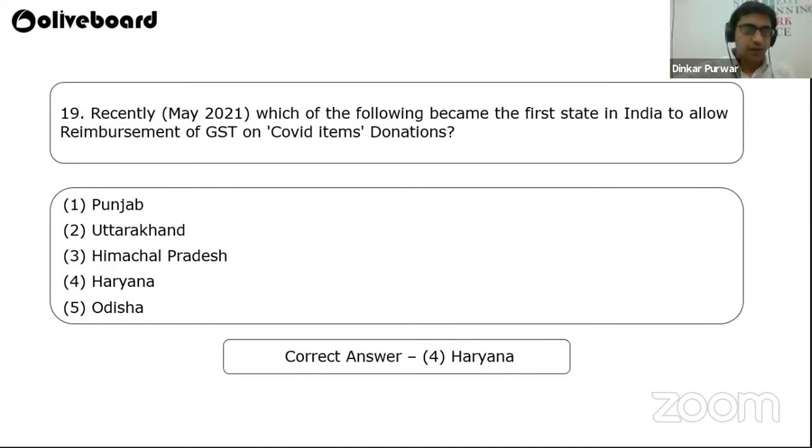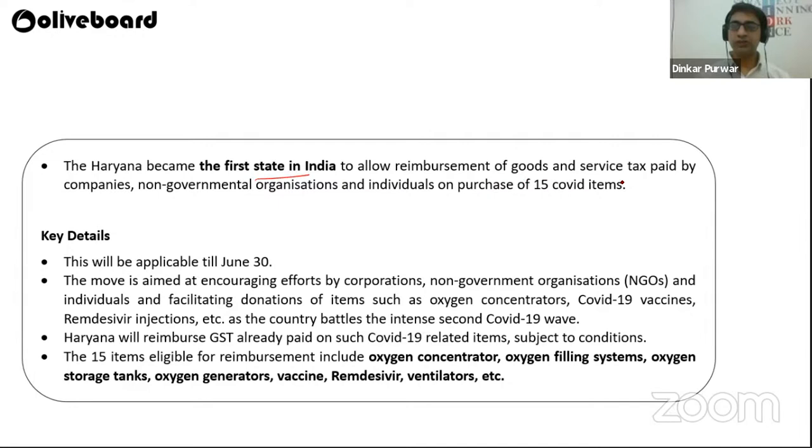The answer of this question is Haryana. So Haryana is the first state in India that will allow the reimbursement of the GST on COVID-19 related items donations. Those who have done donation on the COVID-19 items, they will get GST reimbursement back into their account. The Haryana government became the first state in India to allow reimbursement of the goods and services tax paid by the companies, non-government organizations and individuals on the purchase of 15 COVID items.